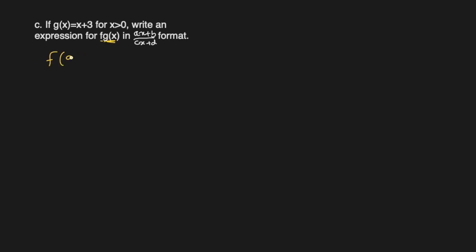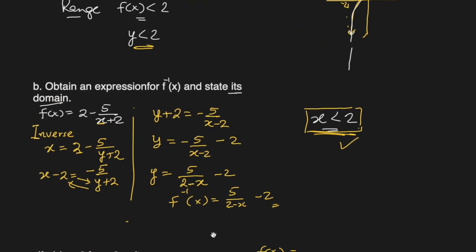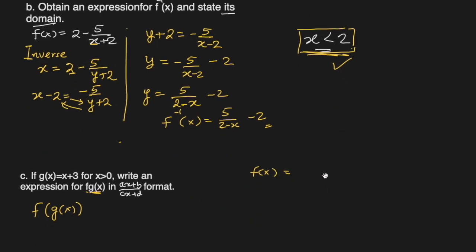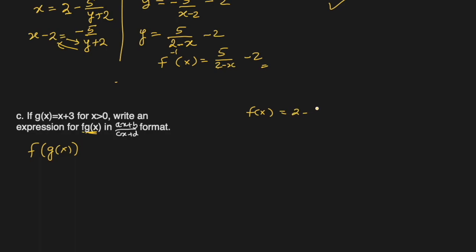If g(x) equals x plus 3 for x greater than 0, x is positive only, write down an expression for f(g(x)). That means g(x) will be inside f. So we can write f in brackets with g(x) inside it. So what was f(x)? f(x) was 2 minus 5 over x plus 2.